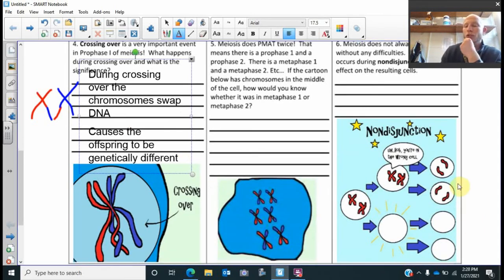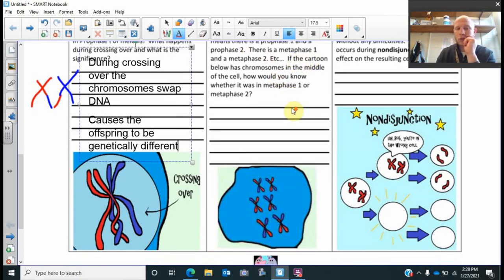So what's supposed to happen over here, you can see in meiosis, we start out with one, the cell divides, and then each cell divides again. So at the end, we have a total of 4 daughter cells. And these 4 daughter cells will be genetically different. In mitosis, which we've already taken a quiz over, there's only 2 daughter cells, and they are genetically identical. Meiosis does PMAT twice. PMAT means prophase for P, M for metaphase, A for anaphase, and T for telophase. Essentially, that's mitosis, so it does mitosis twice. That means that there's a prophase 1 and a prophase 2, metaphase 2, etc.